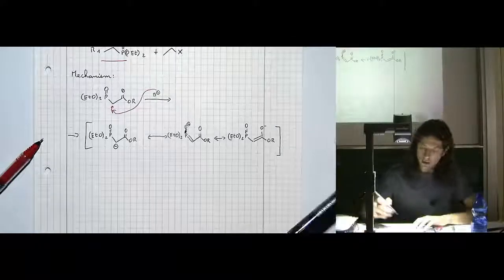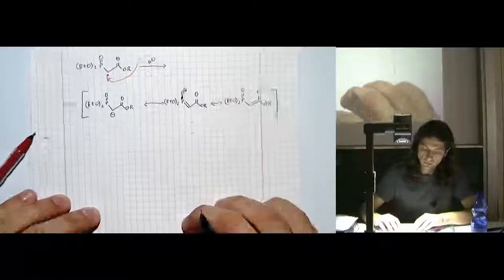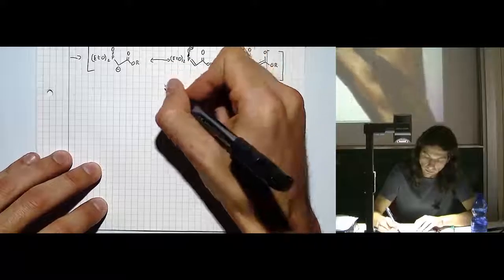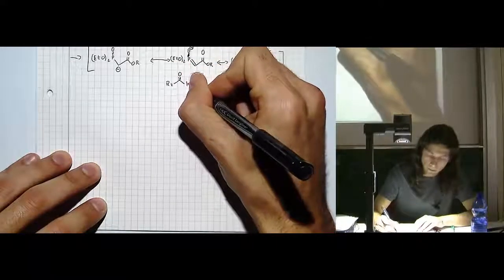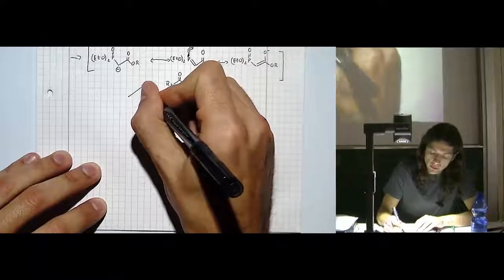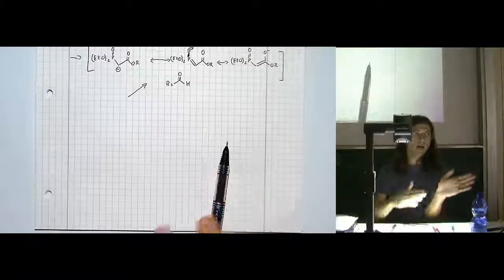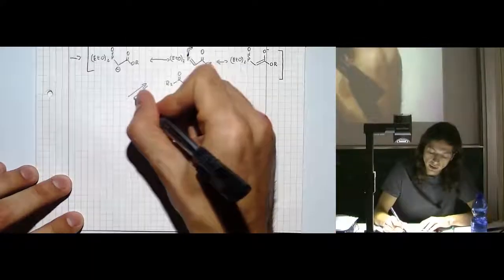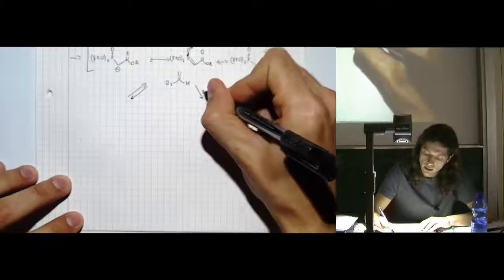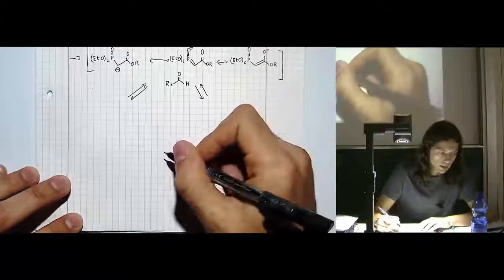So again, we have two possibilities. It can attack one side like this or like this. Same story as with the VTIC reaction. This is in equilibrium.